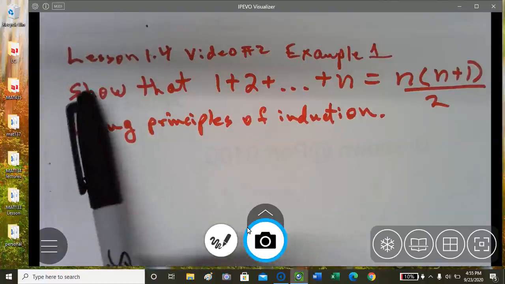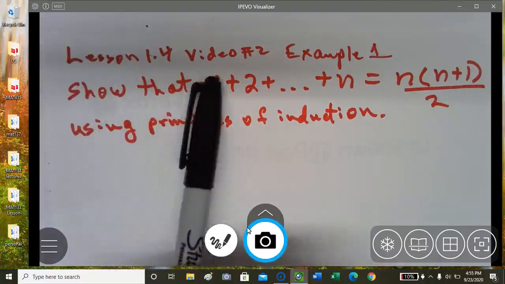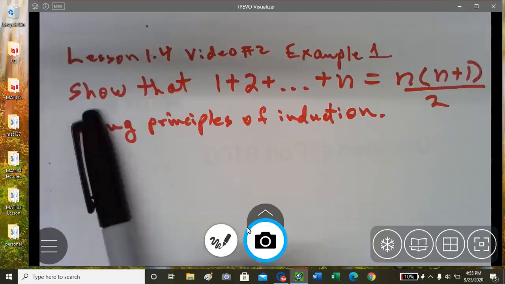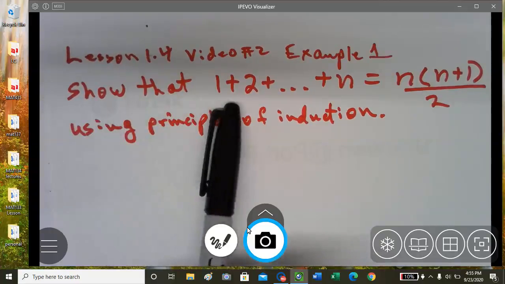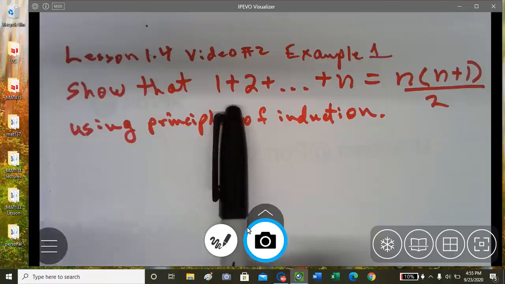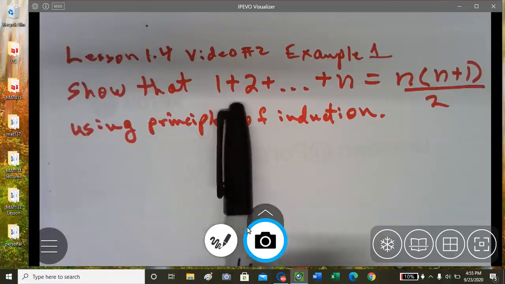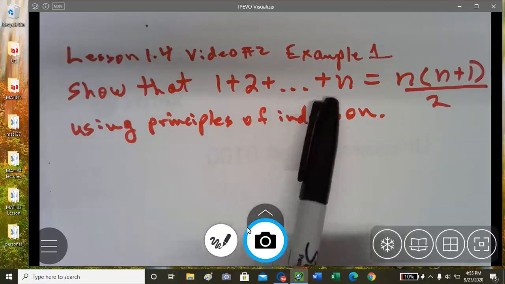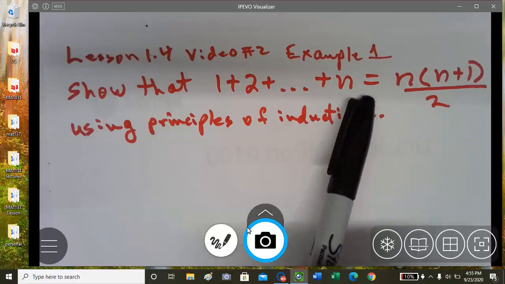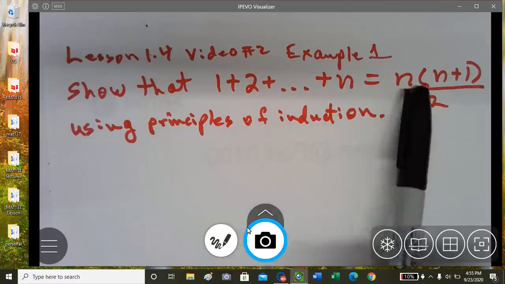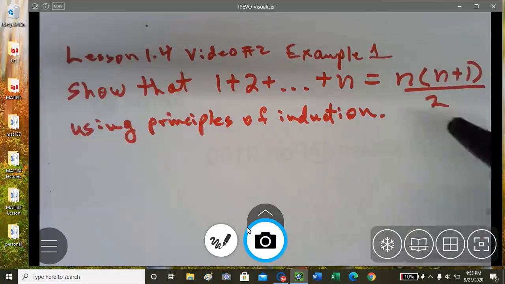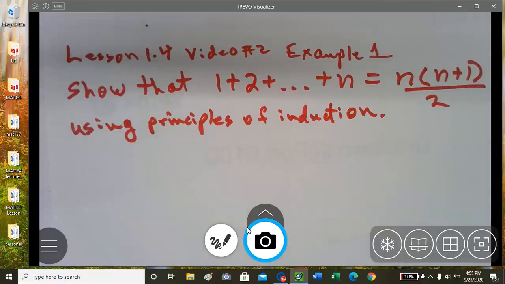Okay, we're continuing on with lesson 1.4. This is video number 2, and we're working with example 1. Here we want to show that we have this set S. And in this set S, we have 1 plus 2 plus, it goes on and on, to plus n equals n times n plus 1 all over 2, using principles of mathematical induction.